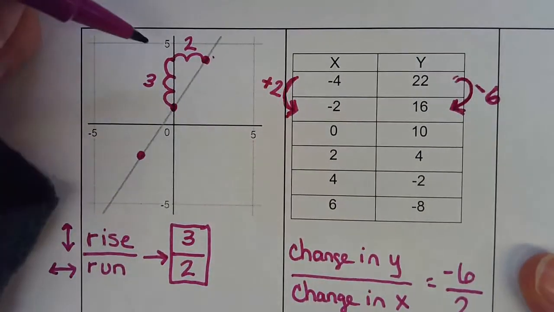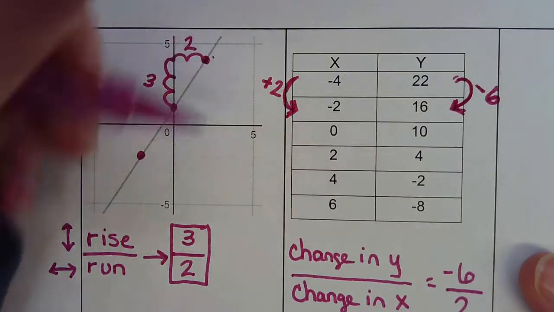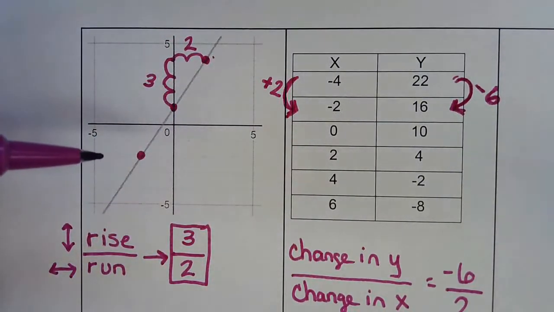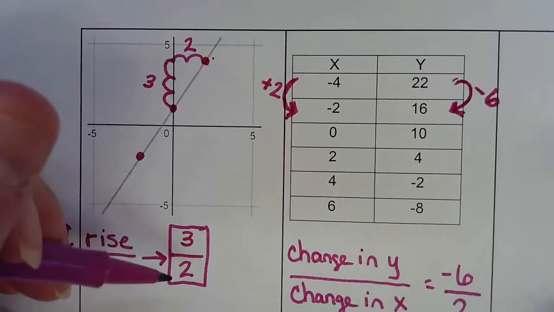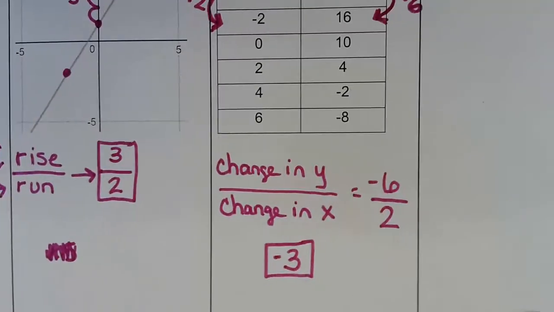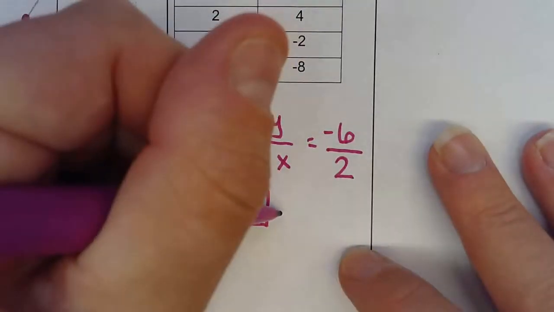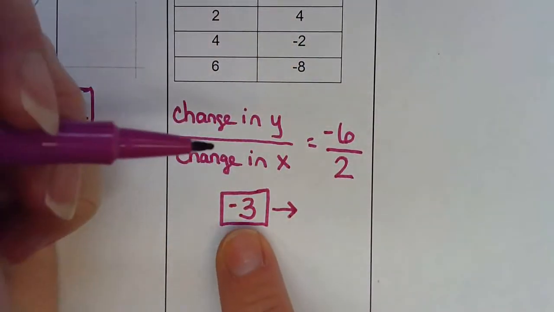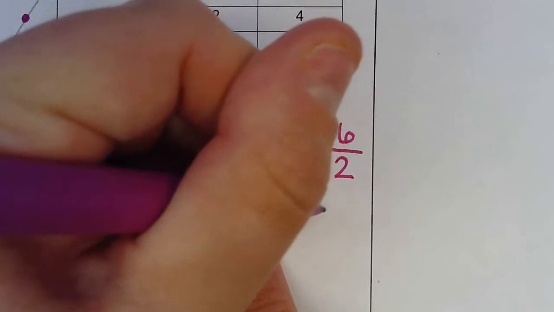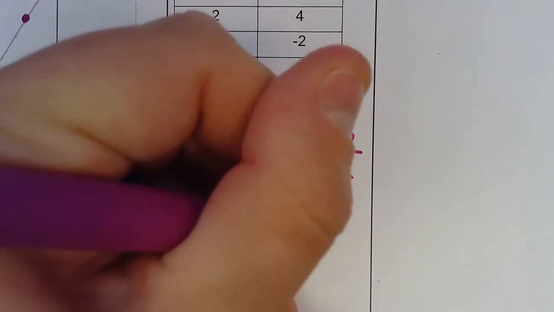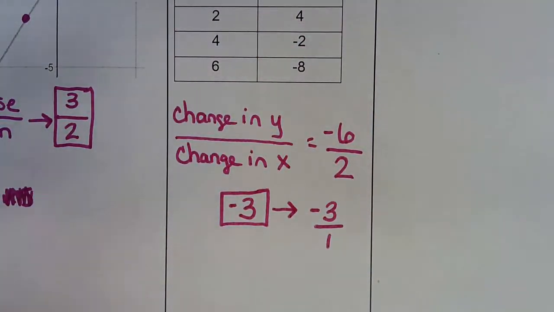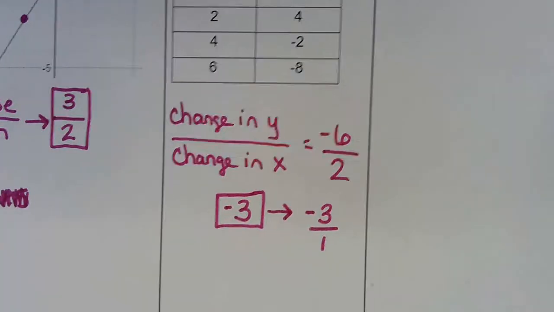So for a graph, you do rise over run. See if it can be reduced. Maybe it can, maybe it can't. This one can't be reduced. You want to leave them as a fraction. Now, like this one reduced down to -3. You could write this as a fraction if you really wanted to. How do you write -3 as a fraction? -3 over 1. So you'll have to keep that in mind when we get to graphing, but that's not until after we get back from break.